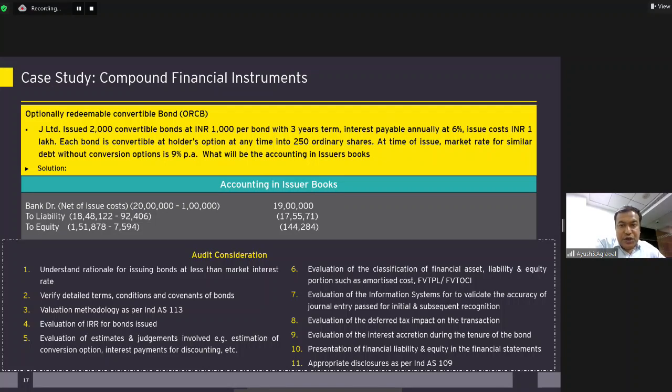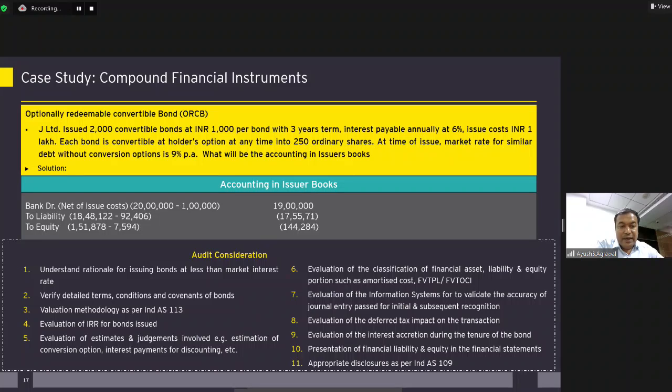Again, as an auditor, we should understand why the entity has done this transaction at a lower than arm's length or lower than market interest rate. What is the rationale of doing this transaction at 6% when the market interest rate is 9%? Then what are the detailed terms, conditions, and covenants related to the bond? How exactly is the fair valuation of the bond determined by the company?